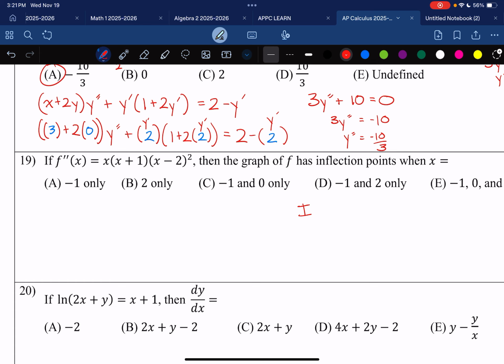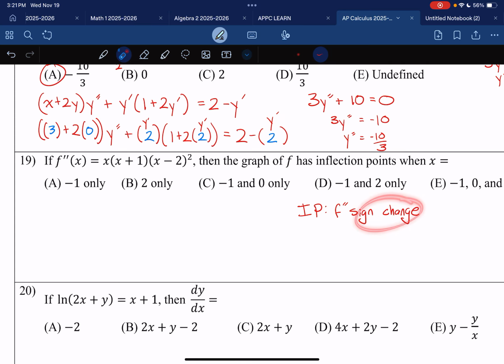Again, the definition of an inflection point is whenever f double prime has a sign change. And this one is really fantastic. Look, we're looking for f double prime, and it gave us f double prime. You are so nice, Mr. Sindel, or whoever made this test. F double prime is done. We just need to look for a sign change.